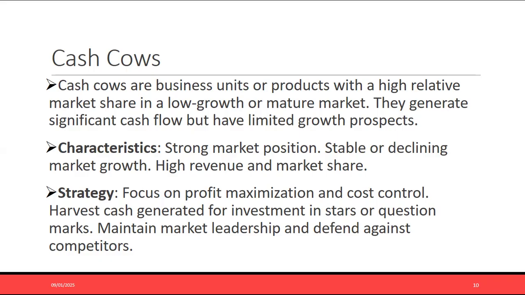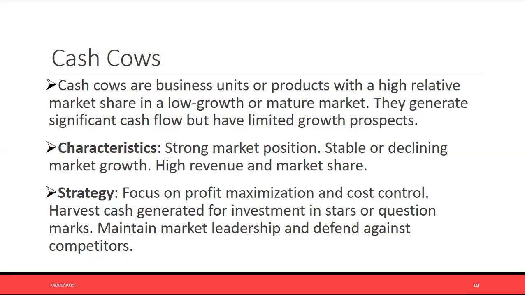Okay, so the cash cows have a strong market position. They have a stable or declining market growth. It's like they have peaked. So they have got to the highest level of market growth. So they become either stable or they start to decline. And then it's also characterized by a high revenue and market share.